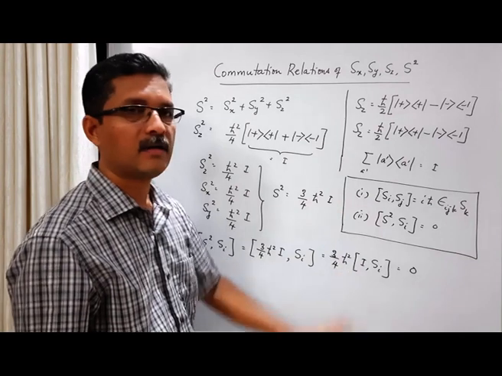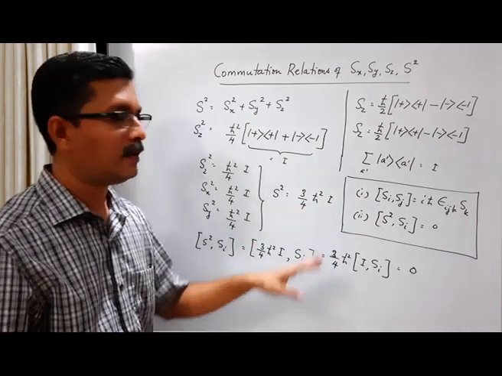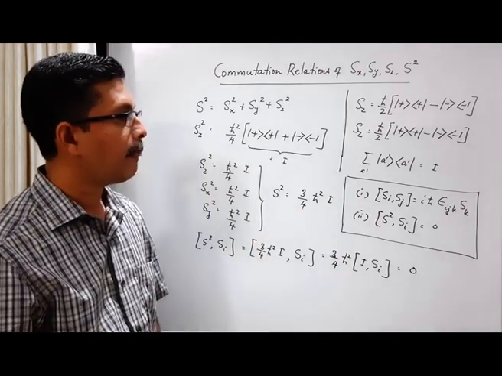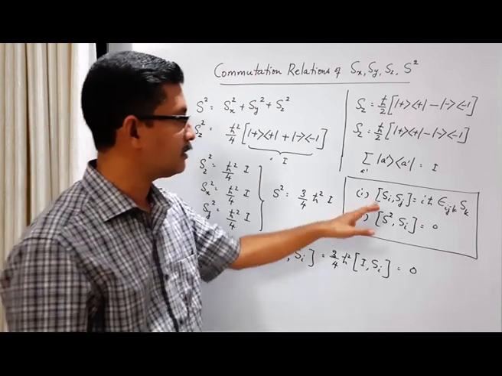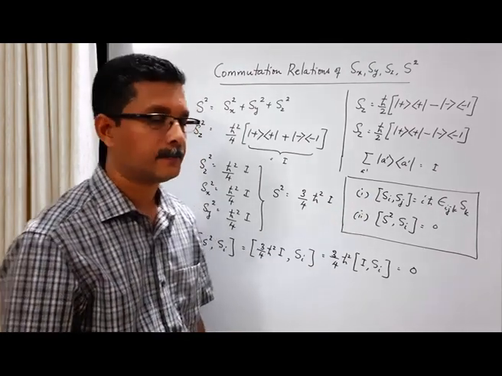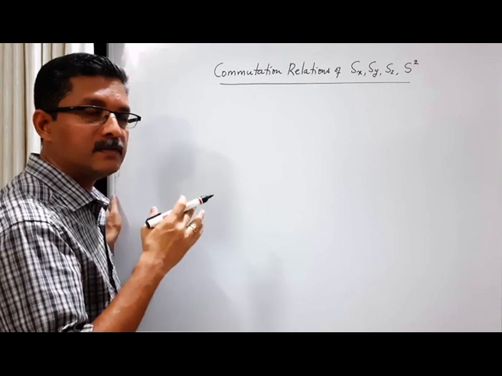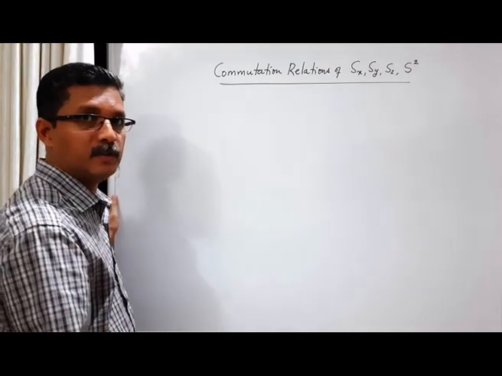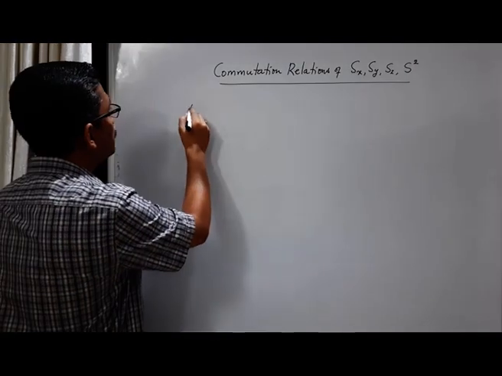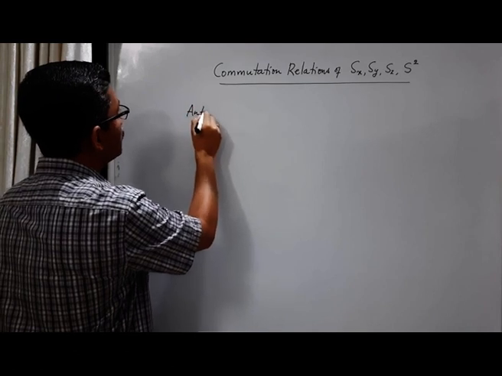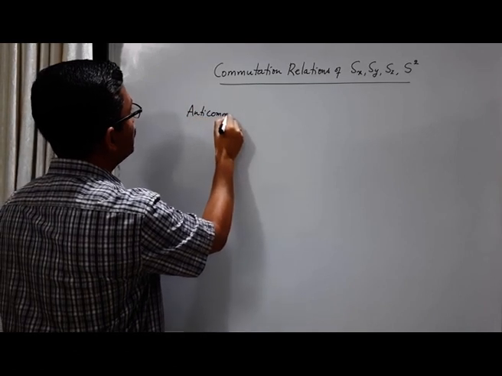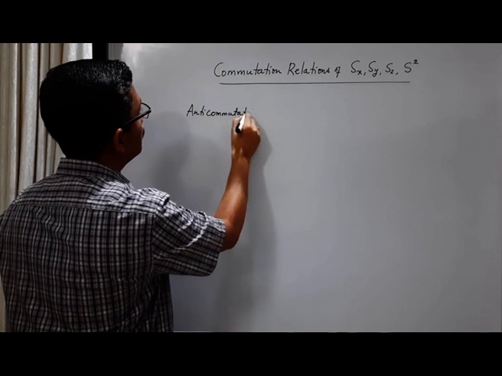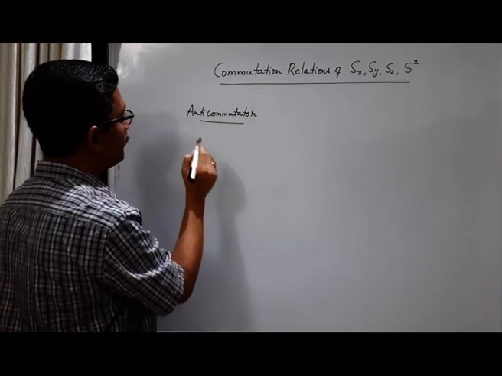So this is a very general result. Even though we have developed these results using spin half system, these results are very general. That's the point. Now we have seen commutator between two operators, and anti-commutator between two operators can be defined like this.